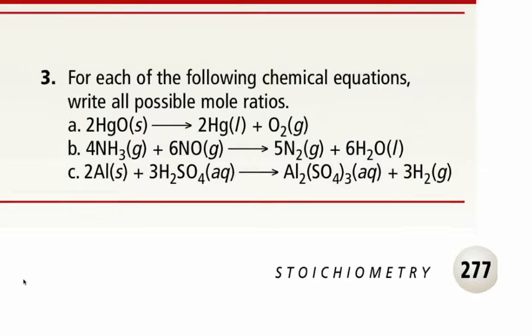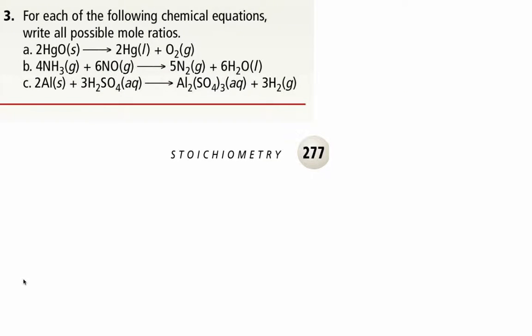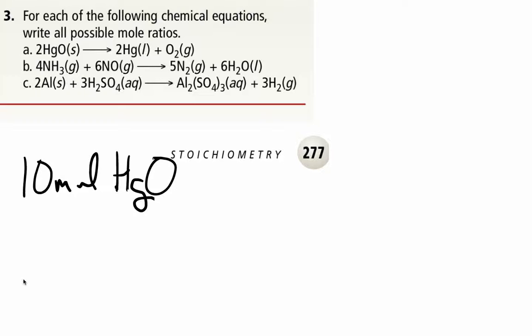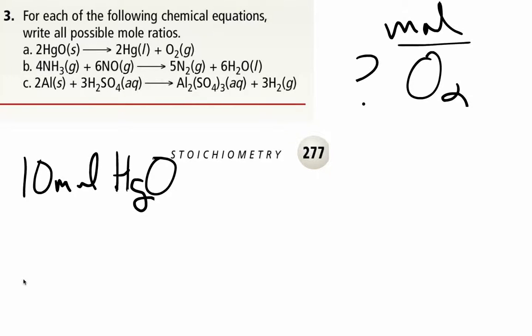So let's look. This is one of the questions in your book. It says, for all these chemical equations, write all the possible mole ratios. Well, we can do that, but let's use these for more typical problems. Say we have 10 moles of mercury oxide in the first equation. And say we want to know how much oxygen that is going to produce in moles. So we'll just do some conversions in moles first.